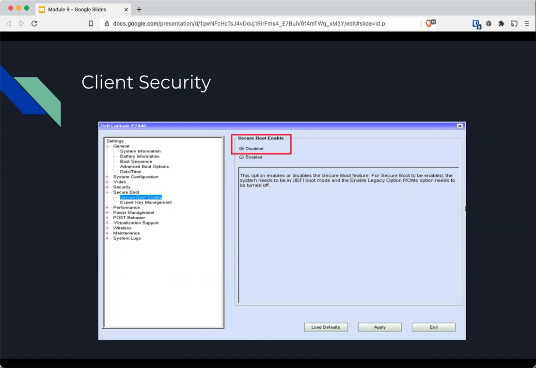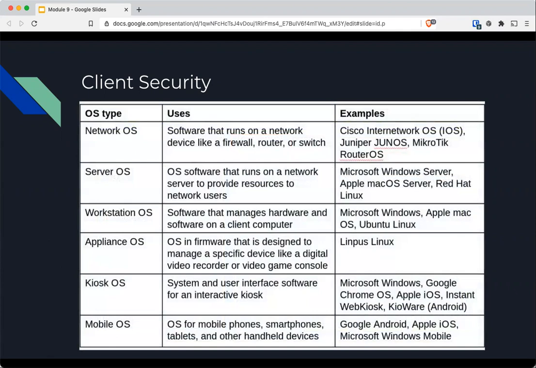Now, there are a variety of operating systems, not just desktop and server. You have the network operating systems, such as Cisco's IOS or Juniper's JunOS. You have appliances. You have kiosks, and also mobile to keep in mind.